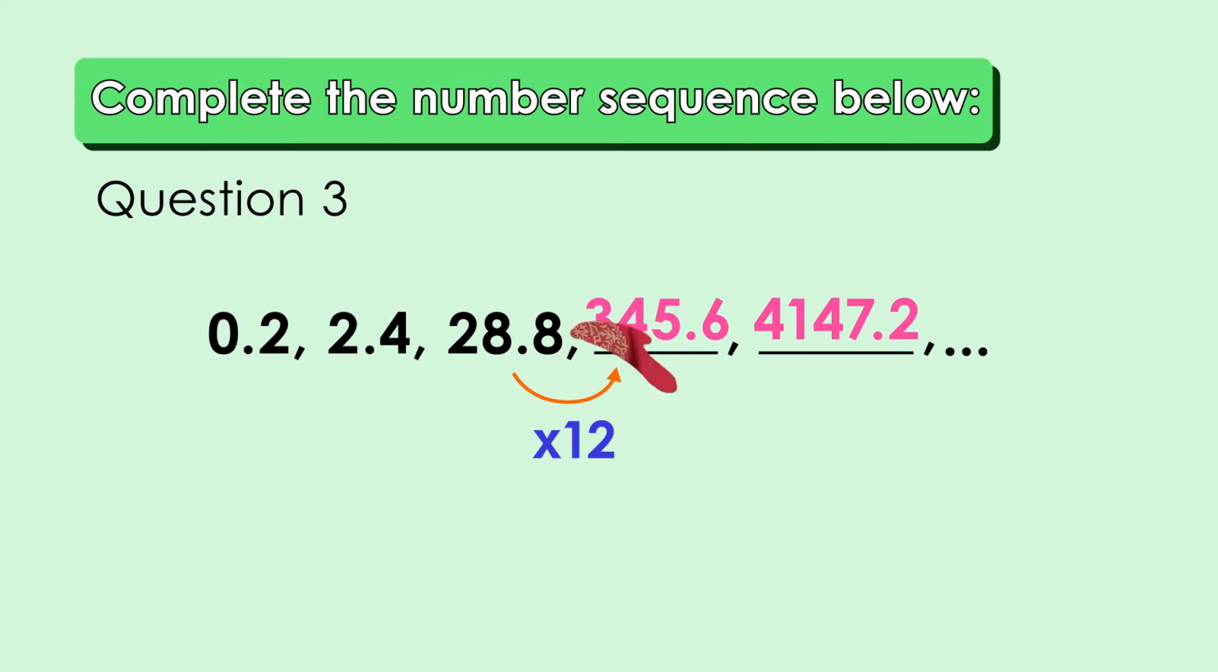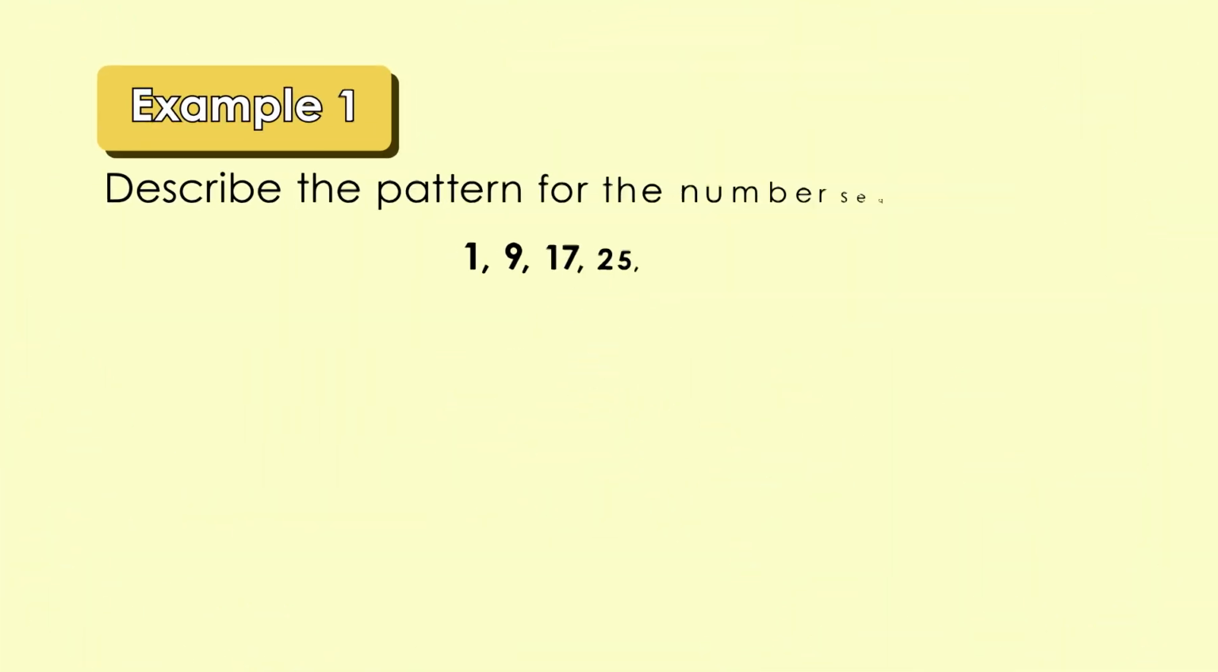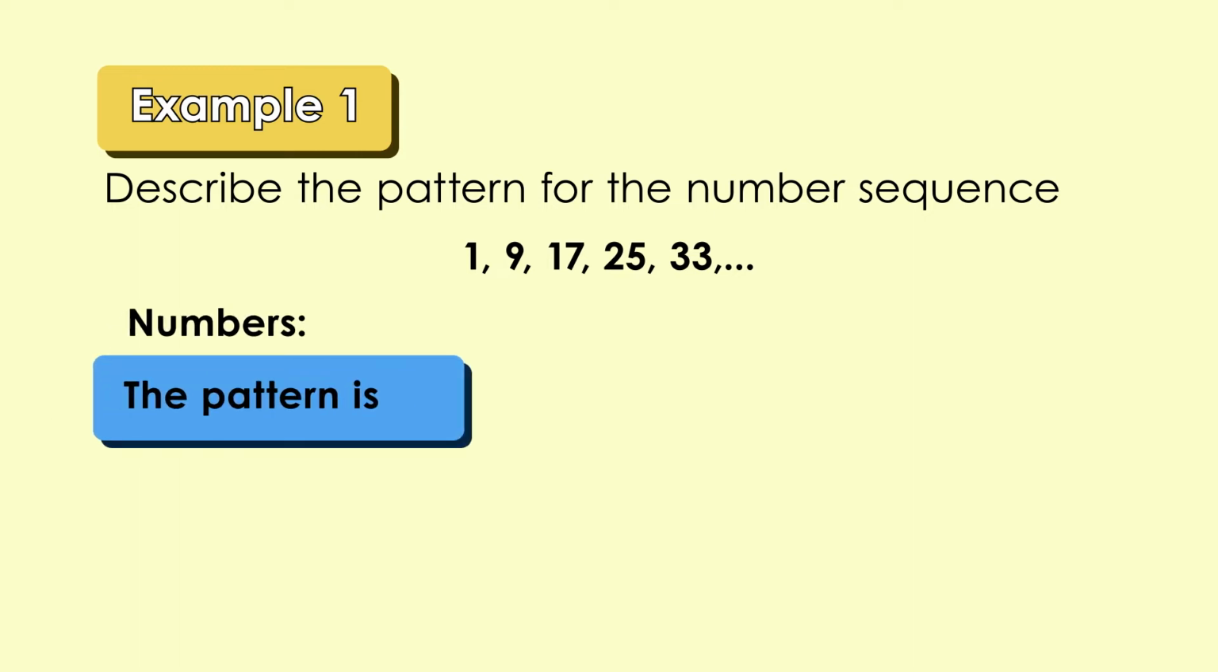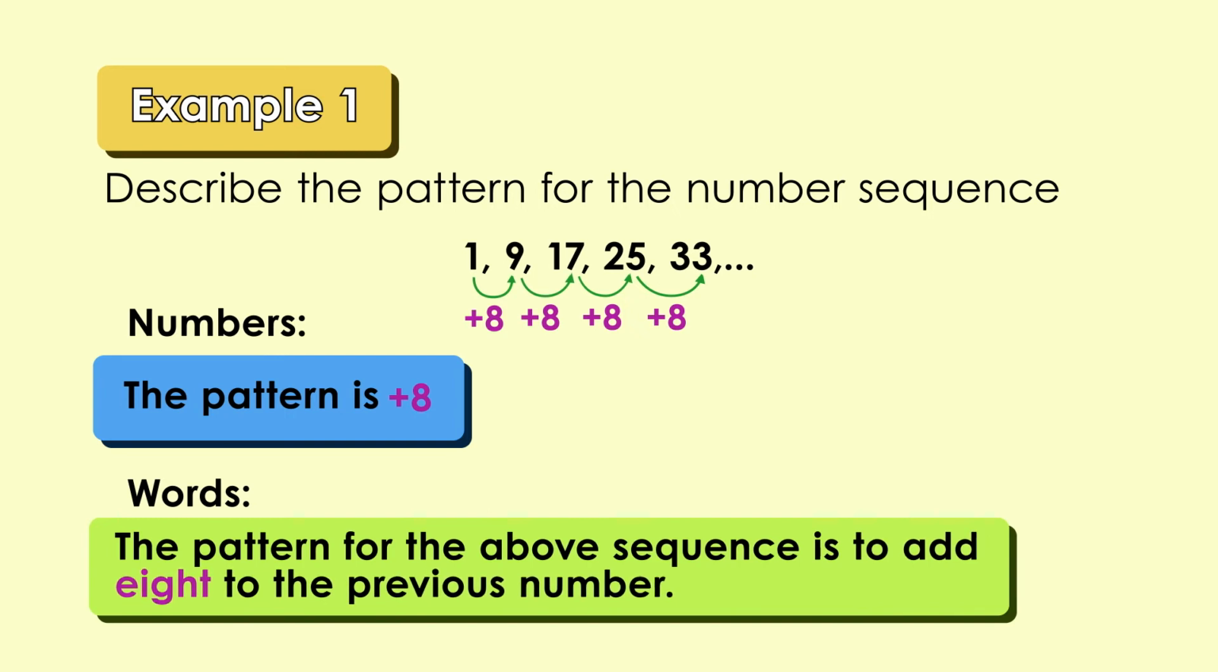Boys and girls, now we are going to describe the pattern of a sequence using numbers, words and algebraic expressions. Look at example 1. Let us now look at the solution. This is using numbers. Therefore, the pattern or rule is to plus 8. Boys and girls, this is the solution for the question using words. Therefore, the pattern for the above sequence is to add 8 to the previous number.